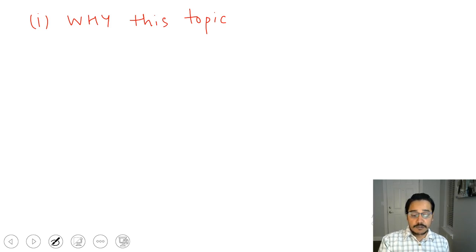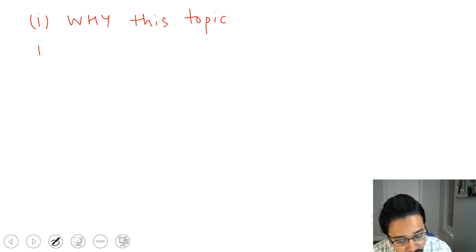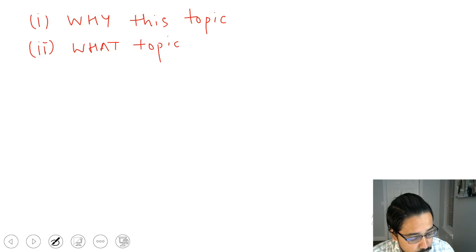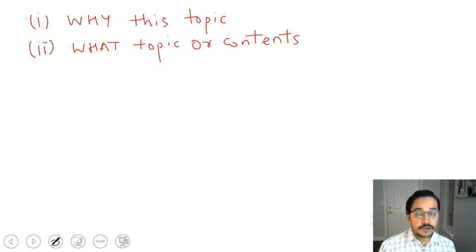Right? And once we are able to understand that, the next thing that we need to ask ourselves is basically what topics or contents are we going to learn? Right? So once we are able to appreciate the motivation behind learning the course, what we need to grasp is what the different types of topics or course contents are that we are going to cover.